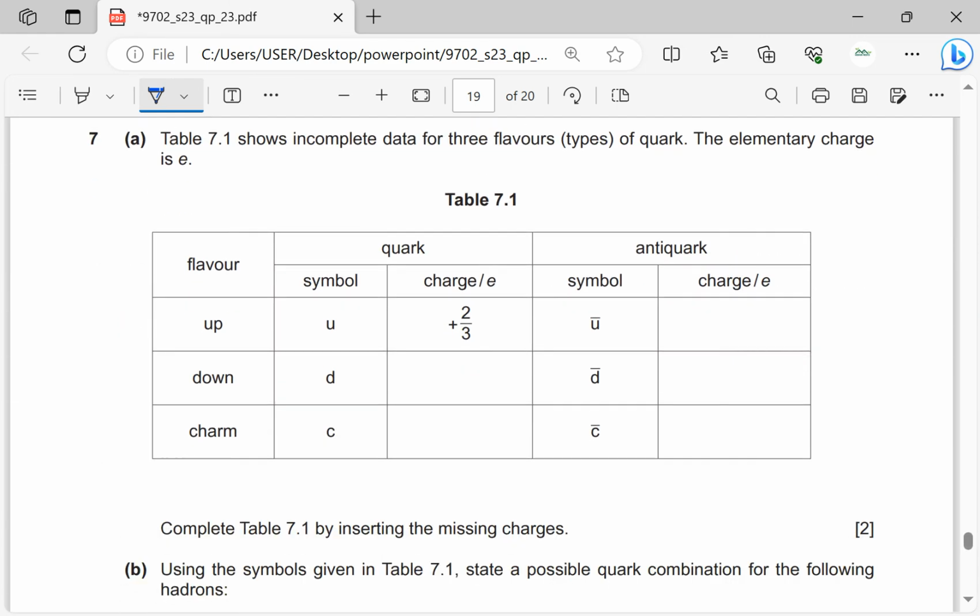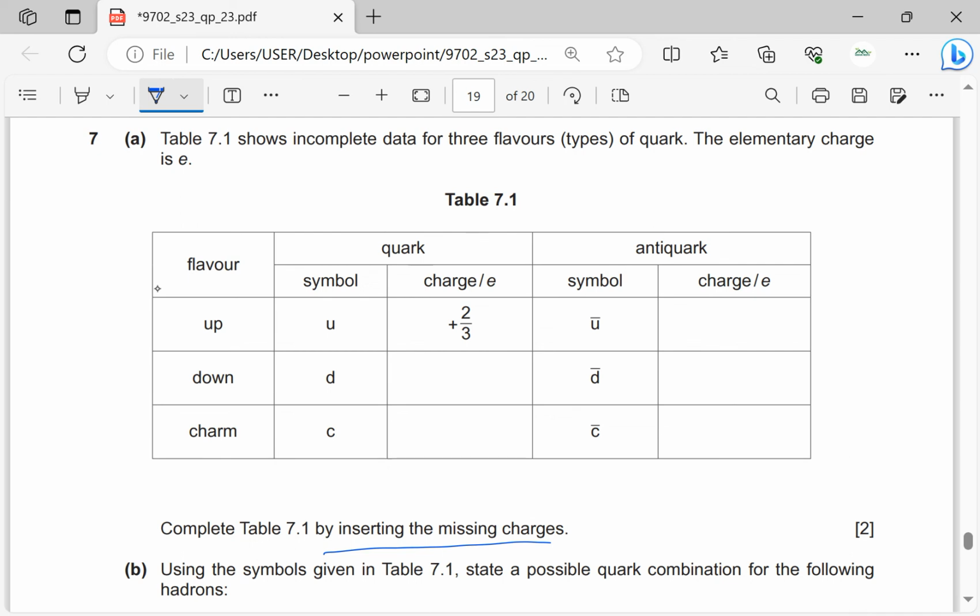Lastly is particle physics. The table shows incomplete data for 3 flavors or types of quarks. The elementary charge is e. Complete the table by inserting the missing charges.